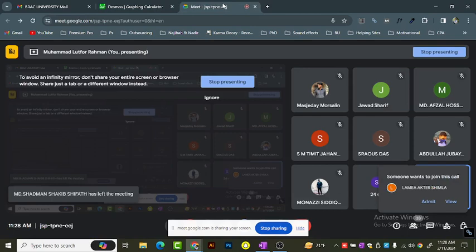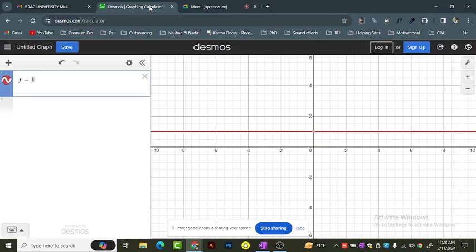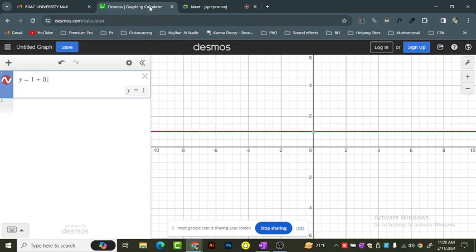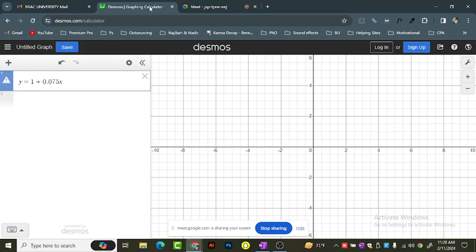We can also check that from this. If I write down, look at this, 1 plus 0.075 x square. Look at this. It's a parabola. Got it.